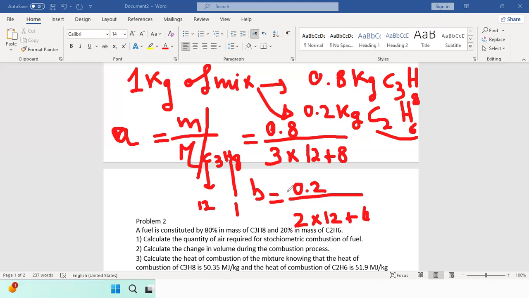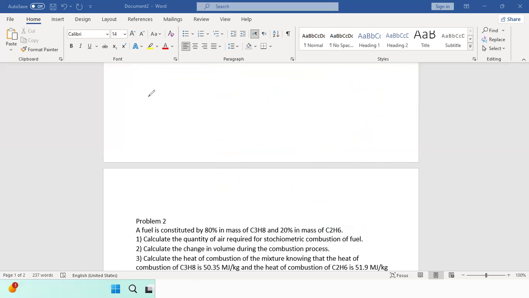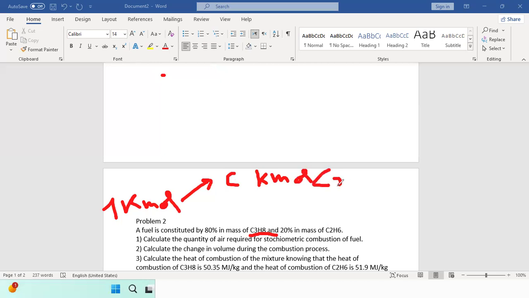Okay? Why do I need these percentages? Because when I want to write my equation, okay, I need to know, let's say for 1 kilomole of mixture, when I get the percentages in volume, I can determine in 1 kilomole the percentage in volume I obtained for C3H8, let us call it C. Then I can say in 1 kilomole of mixture, I will have C kilomole of C3H8 and D kilomole of C2H6.